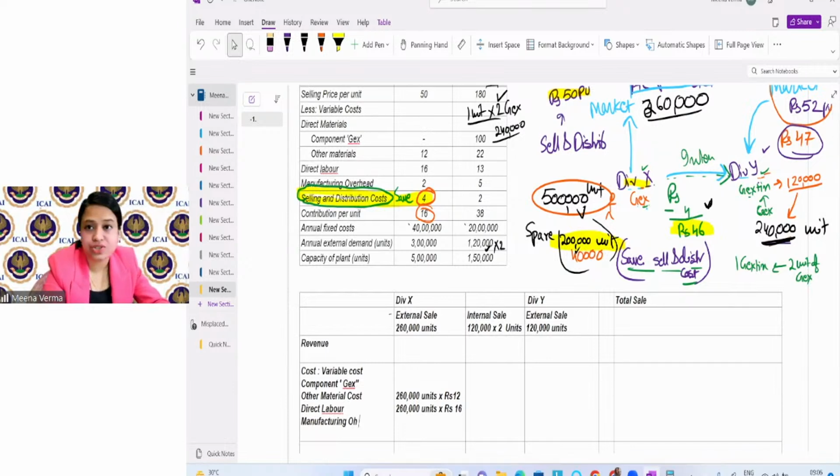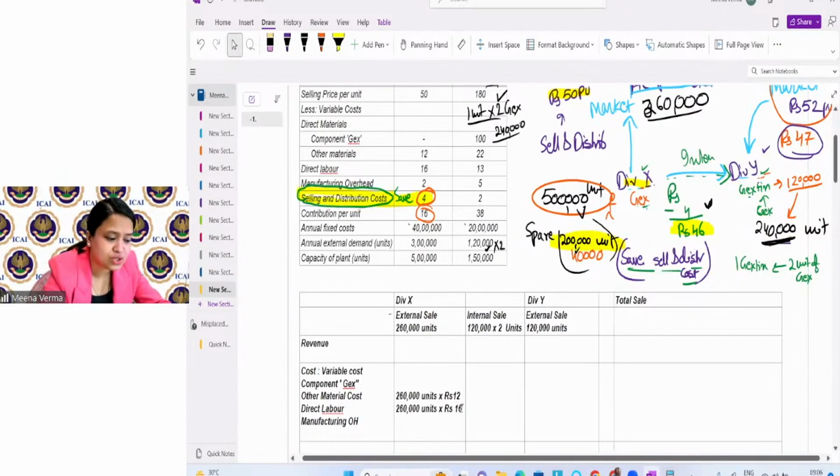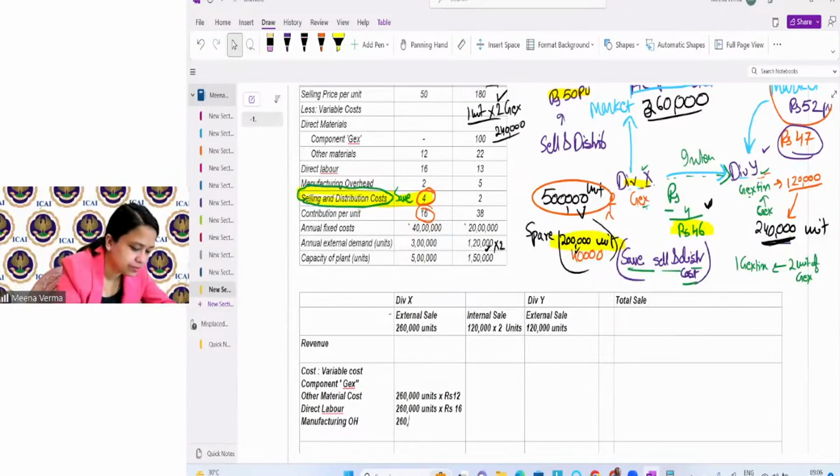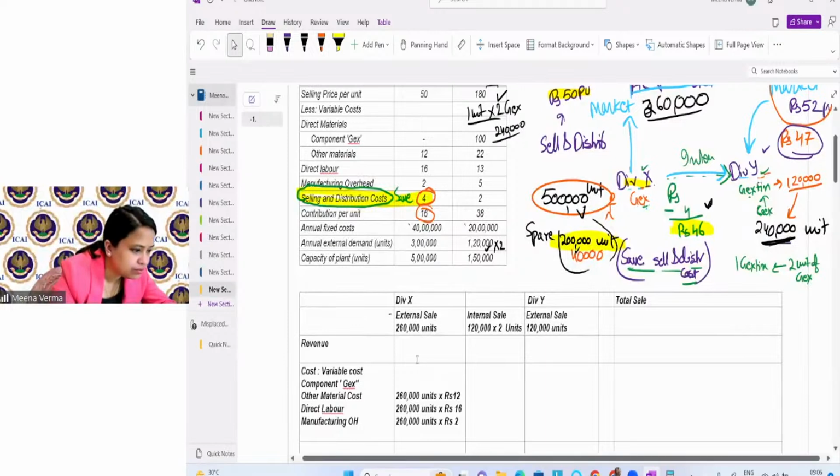Look, it is a very easy question, nothing difficult. Transfer pricing is the simplest topic, right? Okay, manufacturing overhead for these 260,000 units. Manufacturing overhead is rupees 2. Okay. What else do we have? Manufacturing overhead we have considered.